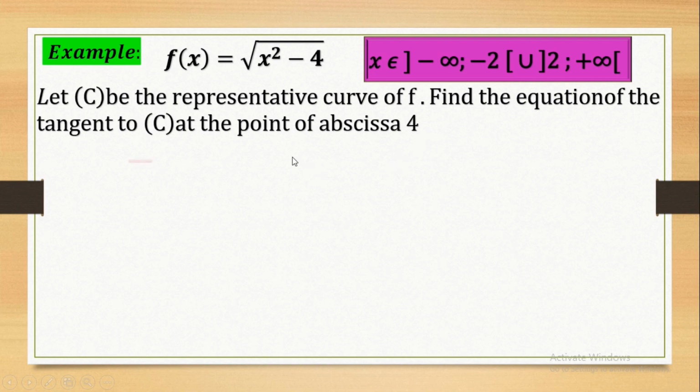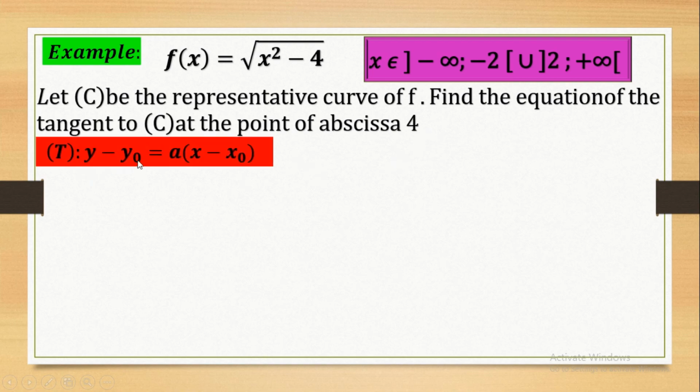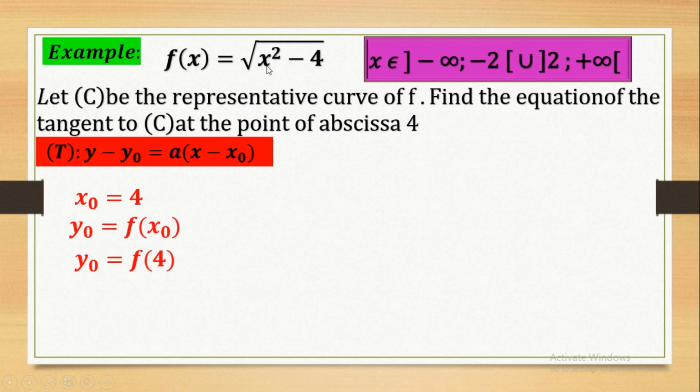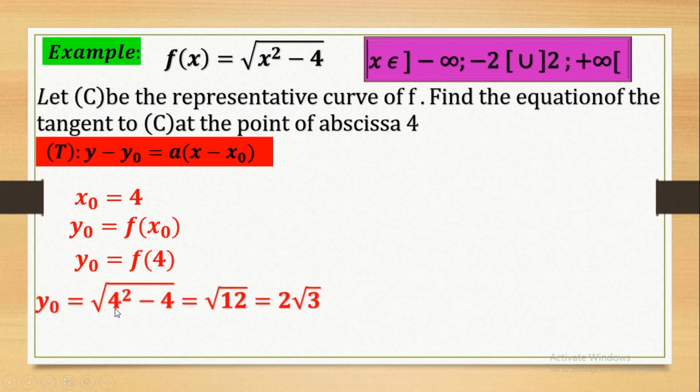How to find this equation? First of all, we should start with y minus y0 equals a into x minus x0. We have x0, given as the abscissa. y0 we don't have given, but we can find it using y0 equals f of x0, so it's f of 4. We can replace x by 4. So y0 is radical 4 squared minus 4, so it's radical 16 minus 4 equals radical 12, which is 2 radical 3. Now we have x0, y0, we still need to find a, which is the derivative f prime of x0, so it's f prime of 4.